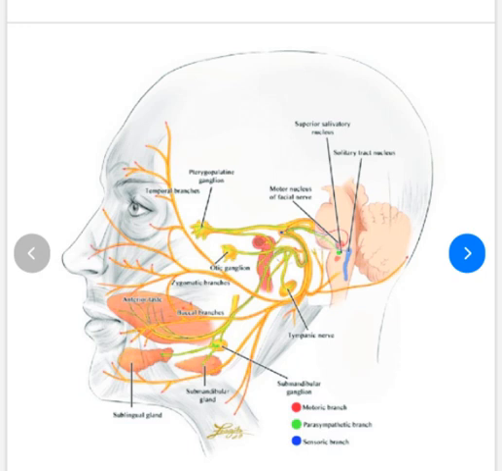Facial Nerve Anatomy and Clinical Applications. Published by NCBI. Introduction. The facial nerve is the seventh cranial nerve.